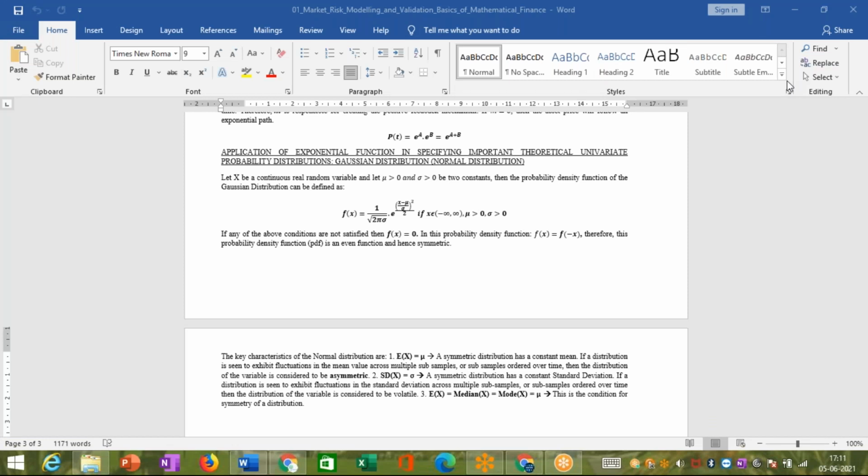Good evening, and welcome back to a fresh new session of market risk modeling. Today is day 7, and in the last session we started discussing the basics of normal distribution, right? We had started our discussion with the basic functions, the exponential function and the logarithmic function. And then we started looking into the different ways in which these functions can be used to specify the key objective functions in a market risk model.